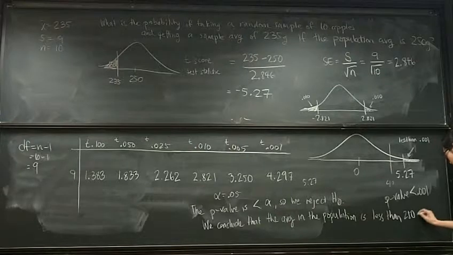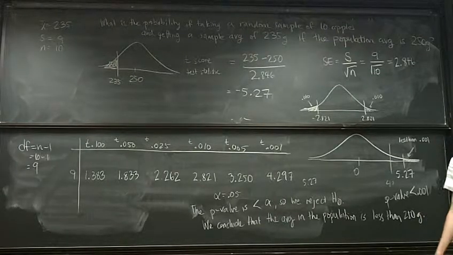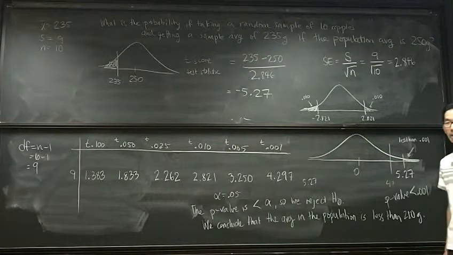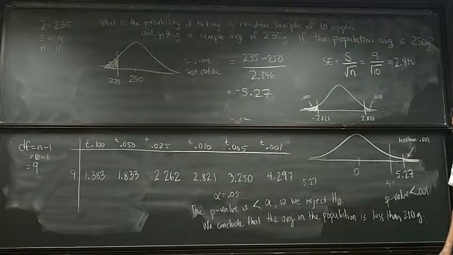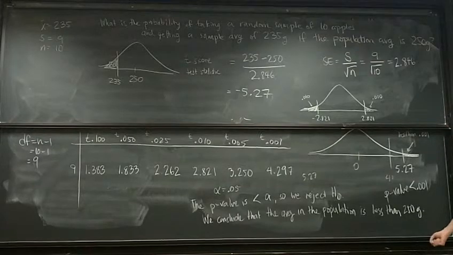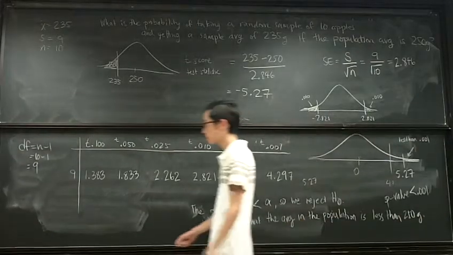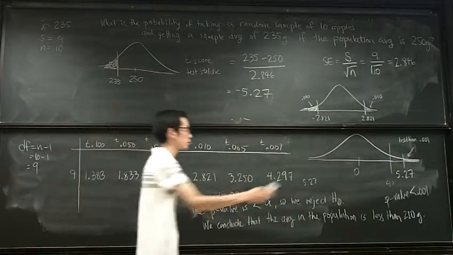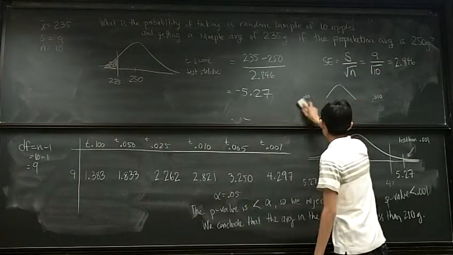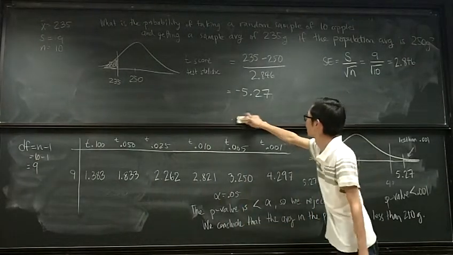What was alpha again? Just assume 5%. And the p-value is less than 0.001. Don't put this 2.82 stuff in your notes. It'll confuse you.